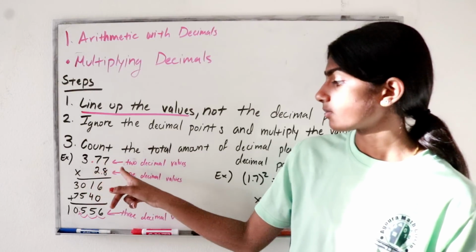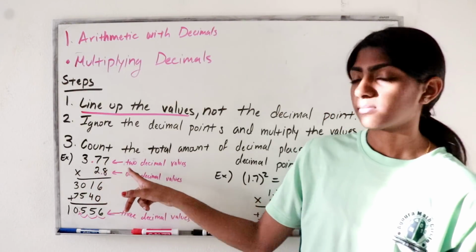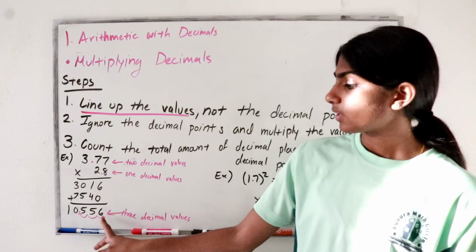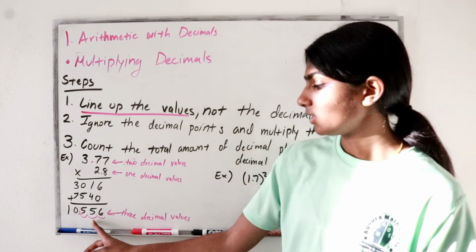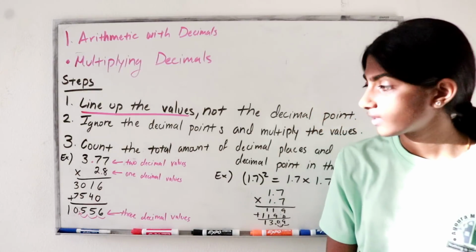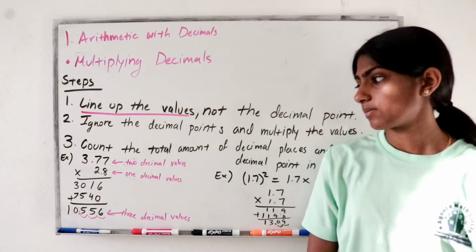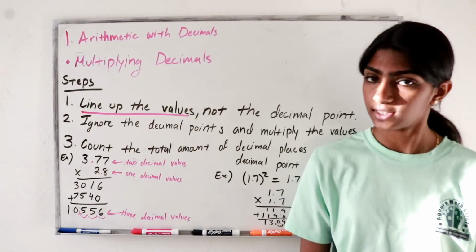So we have 2 decimal places here, and we have 1 decimal place here. That means we're going to move the decimal point 3 places in the answer. So move it 1, 2, 3, and that's how you get the answer. The answer for 3.77 times 2.8 is 10.556.